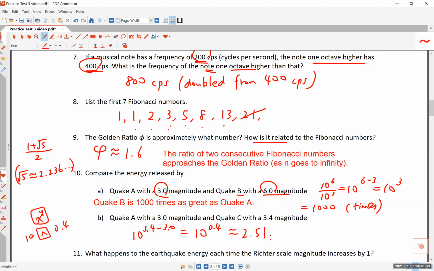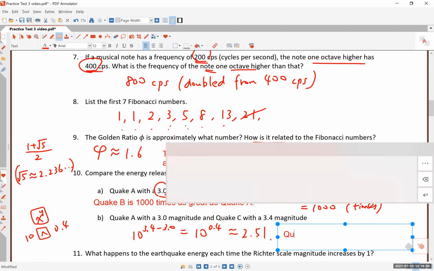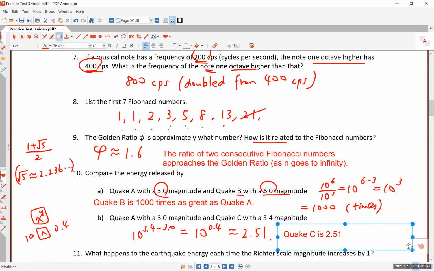So you could say similarly, and I will write it down here in a complete English sentence: Quake C is 2.51 times as great. I don't want to say more than, because more than is different from as great as. So you can say the energy released by Quake C is 2.51 times as great as the energy released by A. Or Quake C is 2.51 times as great as Quake A. And that would be appropriate. And so that is number 10. We will start a new segment for the problems starting in number 11.